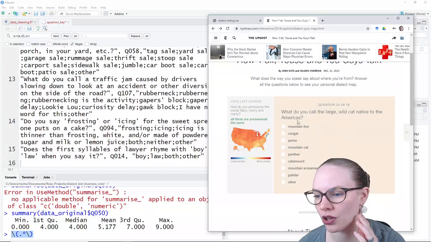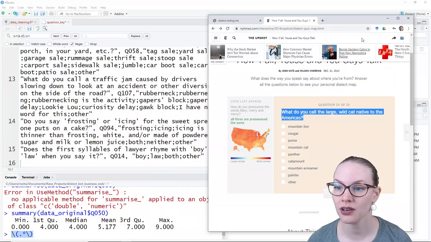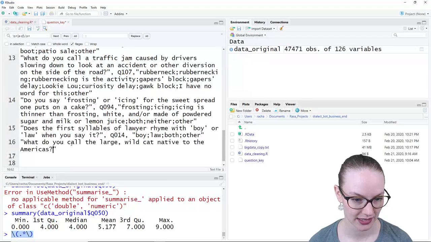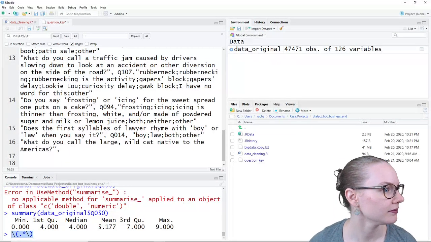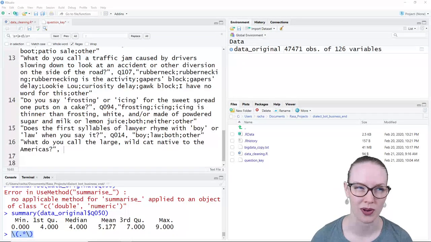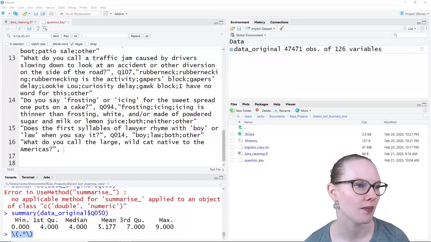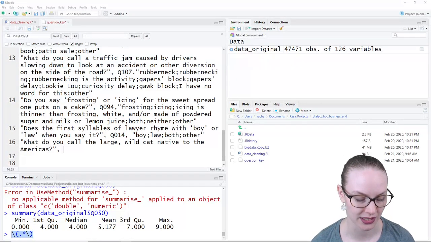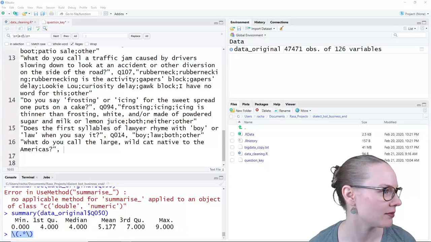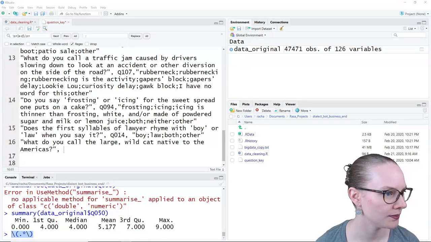What do you call the large wild cat native to the Americas? There is a panther in Florida. It's called the Florida panther, which is a different cat. So that might confuse people. But also Florida is sort of a dialectal weird zone because there's a lot of immigration into it from other dialect regions in the United States. And also there's obviously a strong linguistic substrate of Spanish. So it does tend to behave a little bit differently. Kitty. Nope.